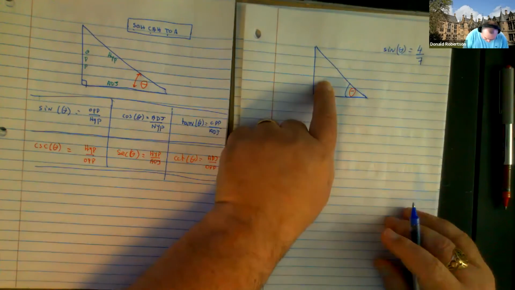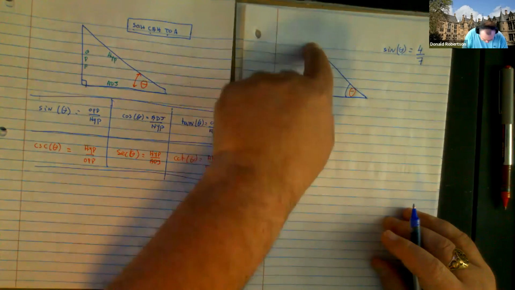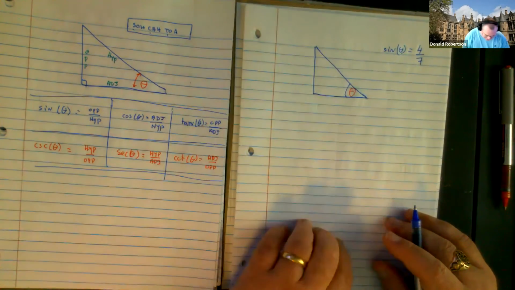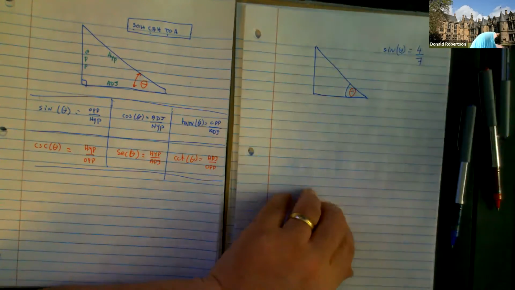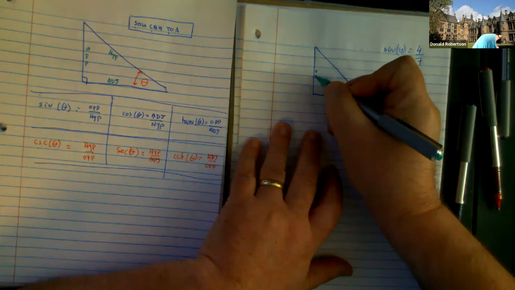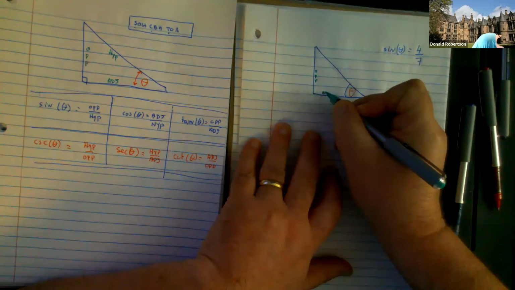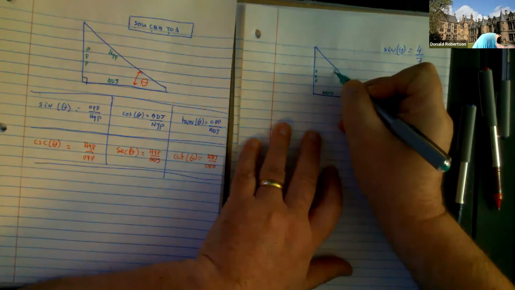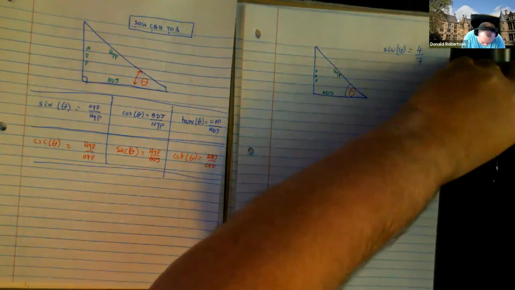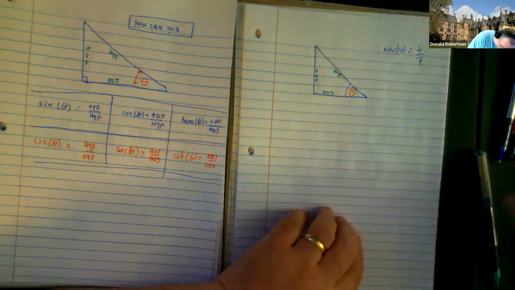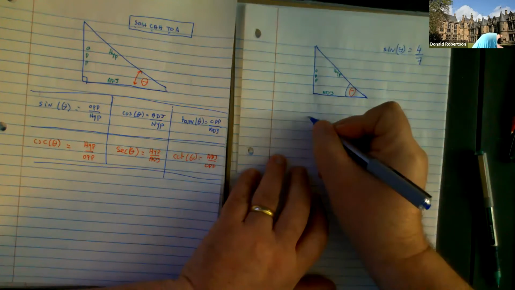So I've got a picture, and if I don't have a picture, I will draw one just like this. And now I'm going to use this piece of information. I'm going to do the names again: opposite, adjacent, hypotenuse. And then I write the information down here because I have more room.